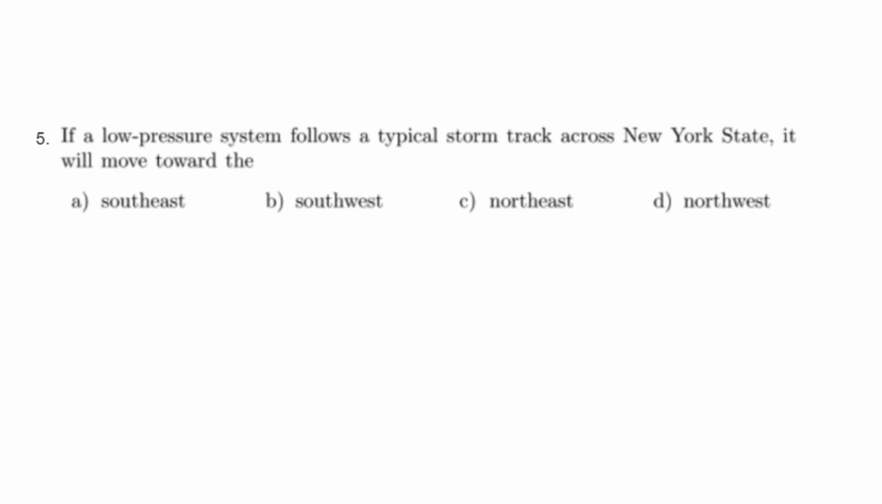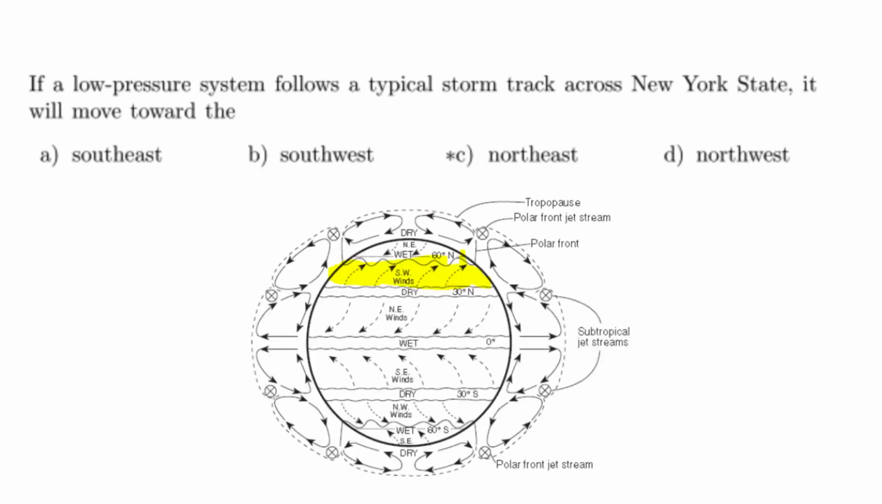Try number 5, pause this video. If a low pressure system follows a typical storm track across New York State, it will move towards the what? The correct answer is northeast. So remember, New York State, or the US in general, is around 40° north latitude, somewhere between 30 and 60 right here, right? And then New York State and the US in general, our major winds, not all winds, just our major ones, actually blow towards the northeast. And this is why any type of storm, hurricane, or even high and low pressure systems eventually move towards the northeast because of these winds.